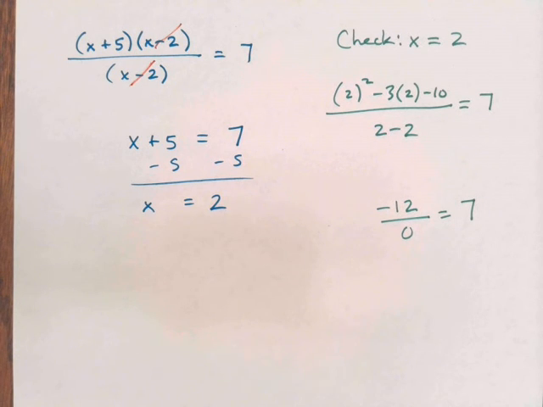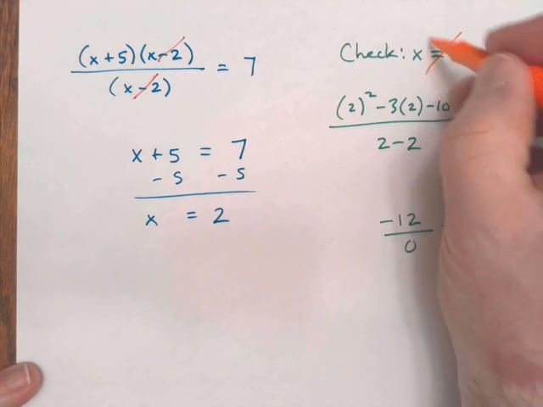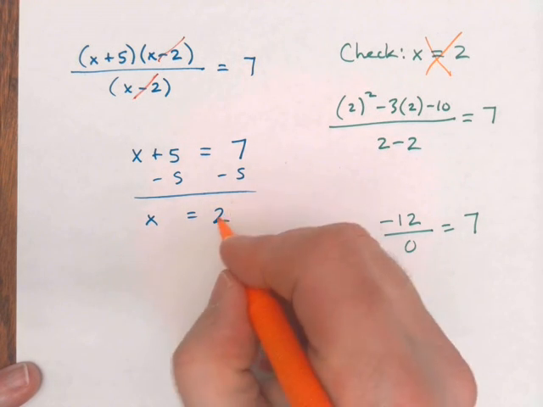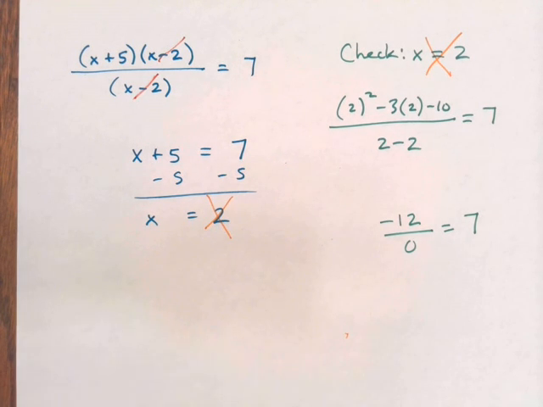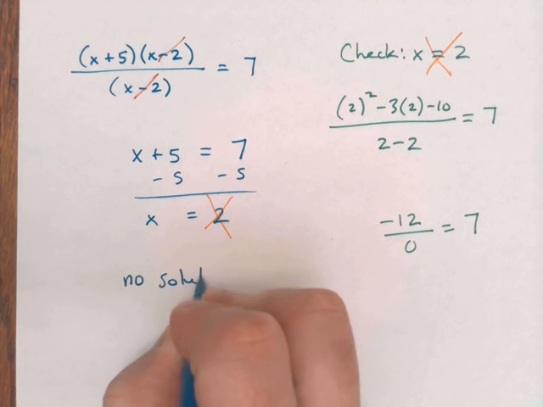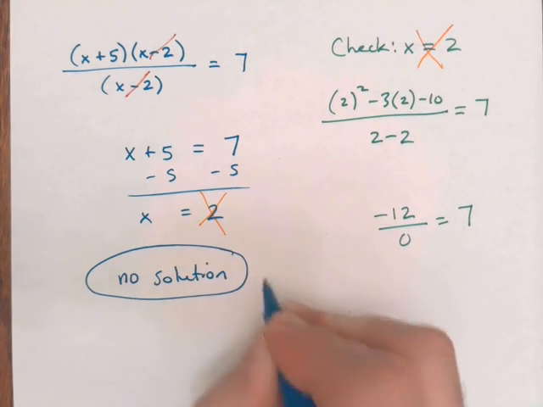So that means that 2 is not a solution. This is not a true statement. Something that's undefined can't equal 7. So the only possible algebraic answer we came up with was 2, but that does not work. When that happens and you don't have any solutions left, that means we have no solutions.